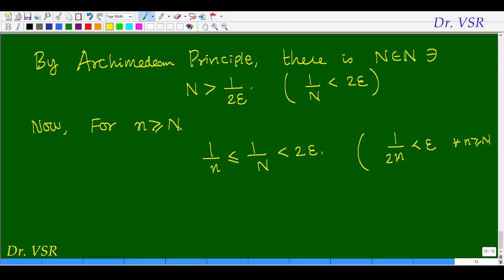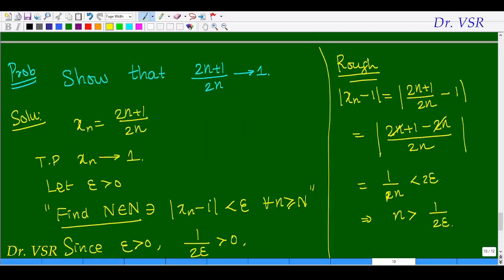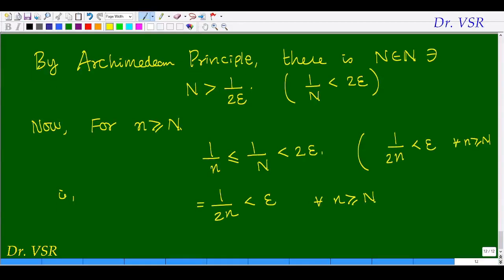So this implies that 1 divided by 2n is less than epsilon for every n greater than or equal to the maximum. And 1 by 2n, we calculate in the rough work. 1 by 2n is equal to modulus of xn minus 1. So that is equal to modulus of xn minus 1.